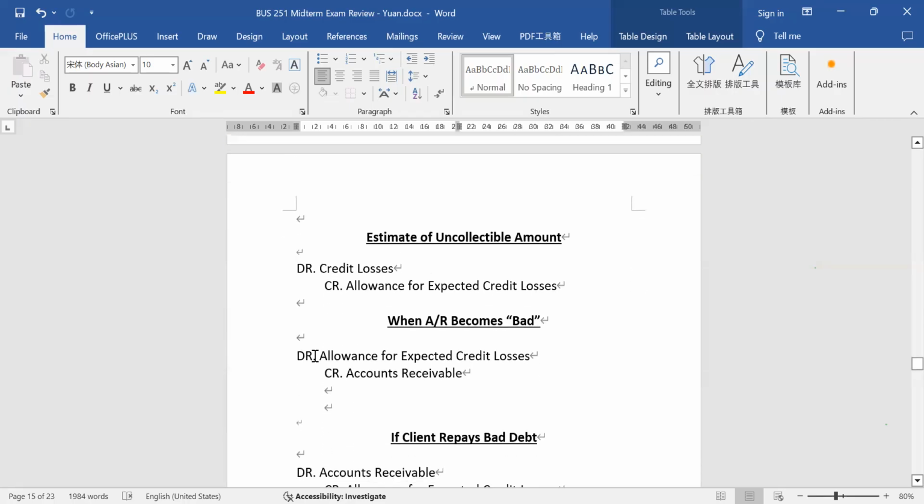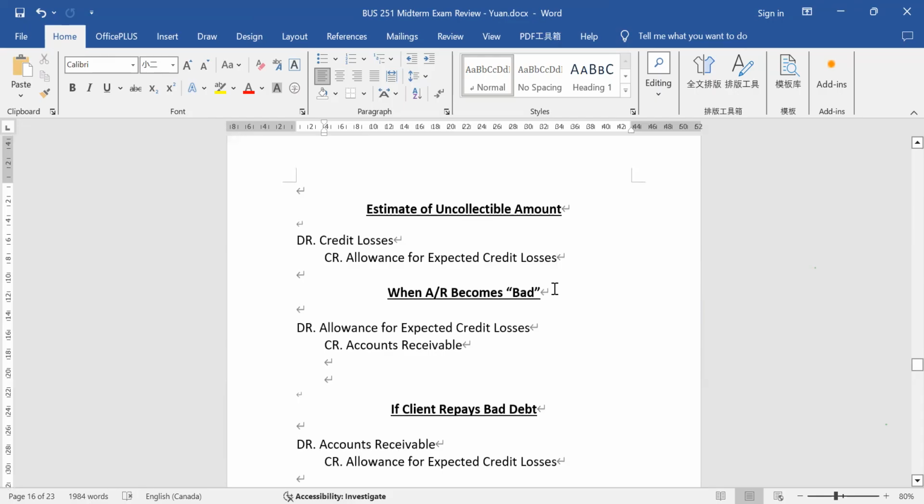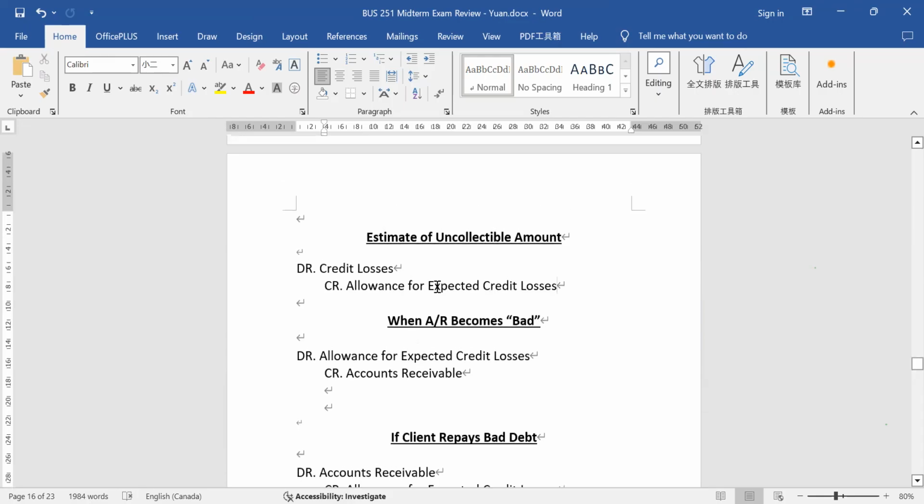So first of all, when we estimate some part of the account receivable is uncollectible, we debit credit loss. This is like an expense. And at the same time, we credit allowance for expected credit losses. So it's one of the AFDA accounts, which is allowance for doubtful accounts.